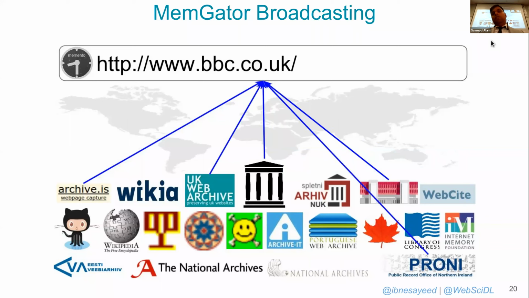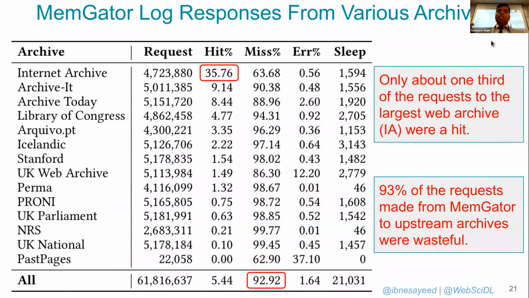While only a few are responding with good results, we are asking so many known archives. To look into how wasteful it is, we looked at the 3+ years of MemGator's log. What we found is that Internet Archive is the biggest and largest archive out there, but the MemGator AccessLog shows that only 1/3 of our requests were a hit there.